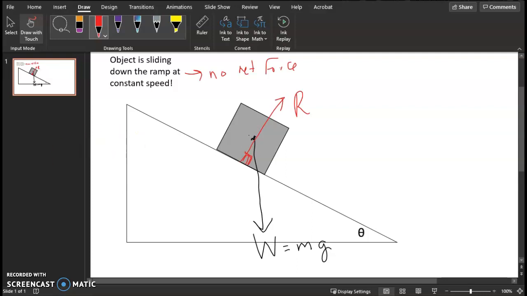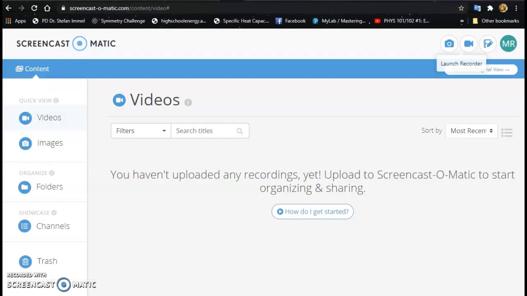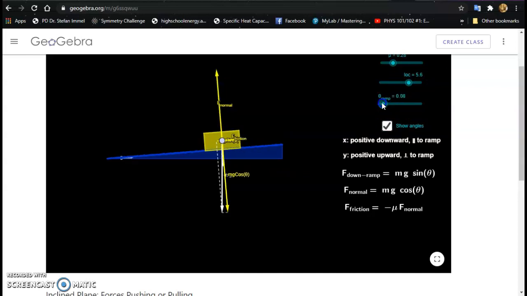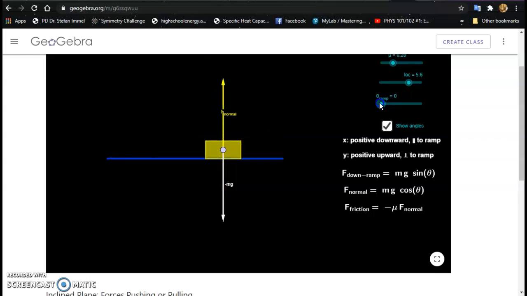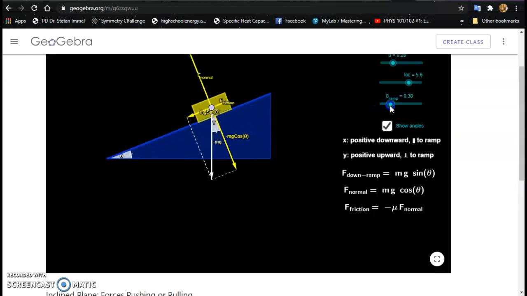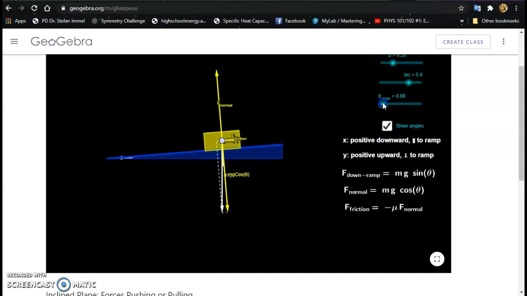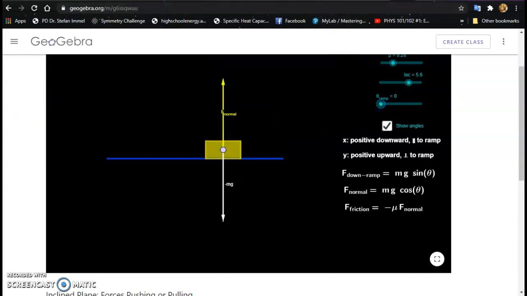Now, if we were on a flat surface, I'm going to show you the GeoGebra here. If we were on a flat surface, the normal force would be equal and opposite to the weight, the object's weight. But we're on an incline. And so what happens is the normal force changes. The magnitude of the normal force changes because the normal force stays perpendicular to the ramp or to the surface. And it is only a smaller component of gravity that gives rise to the normal force. I'll show you over here back in the PowerPoint.